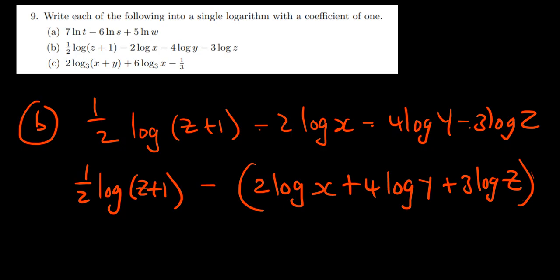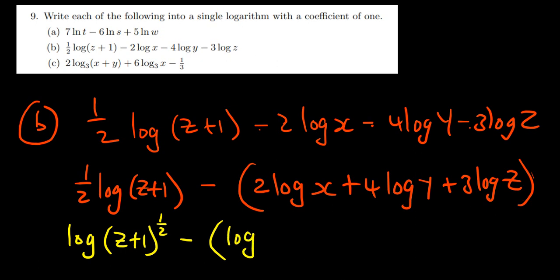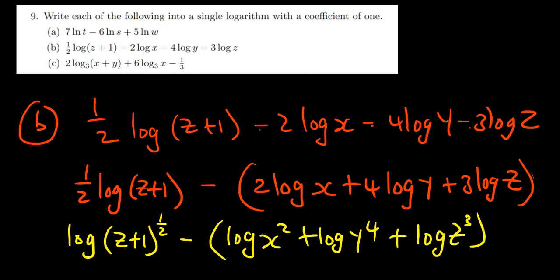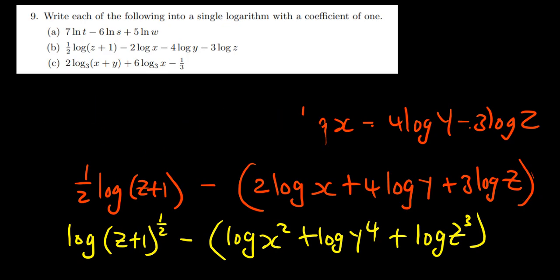From there I can now raise the powers. So it will be log of z plus 1 raised to the power 1 over 2. And then here it's minus whatever I have there. So that will be minus, and then I have log x to the power 2 plus log y to the power 4 plus log z to the power 3. And then from there I can simply apply the rule for when you are subtracting two logarithmic functions.